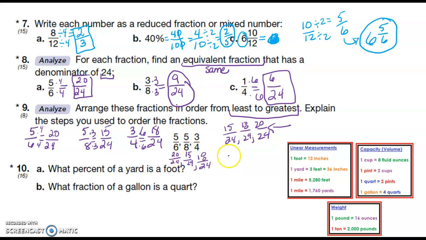So 15 over 24 is 5/8. 18 over 24 is 3/4. And 20 over 24 is 5/6.